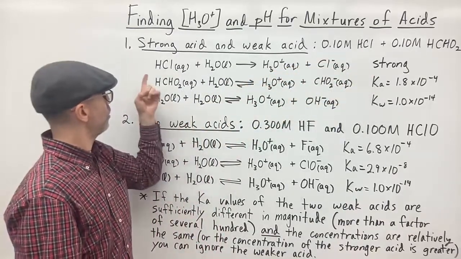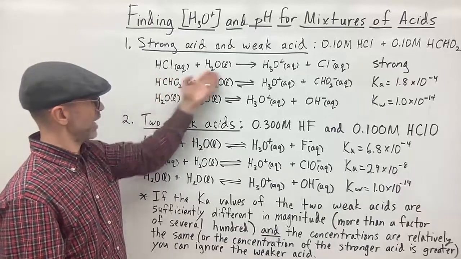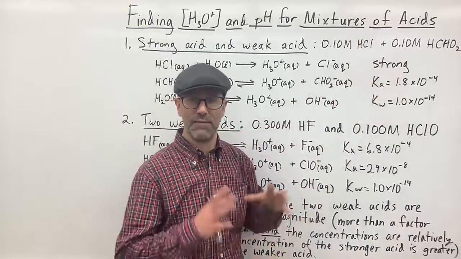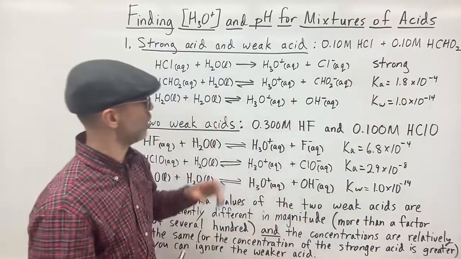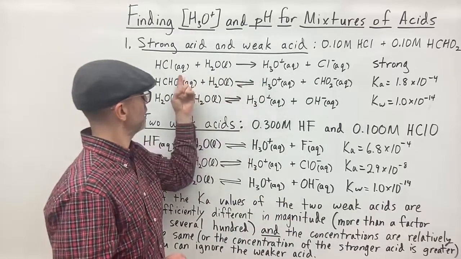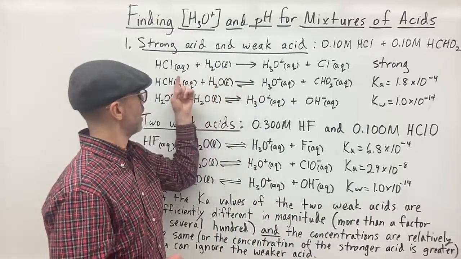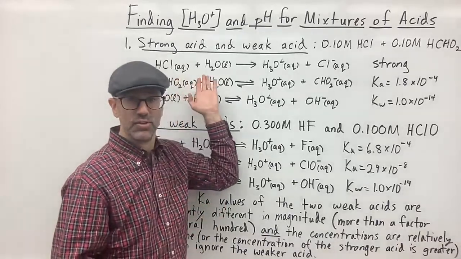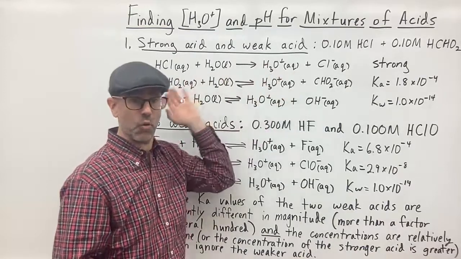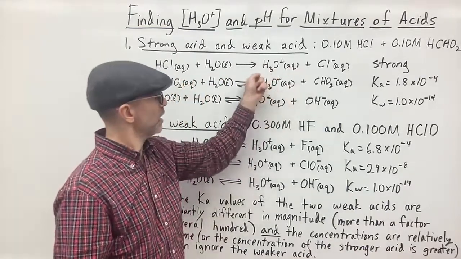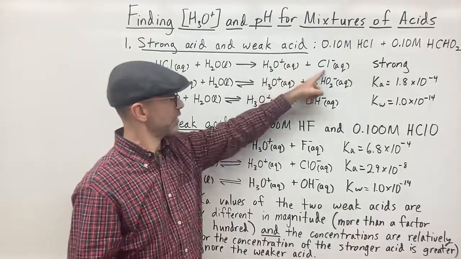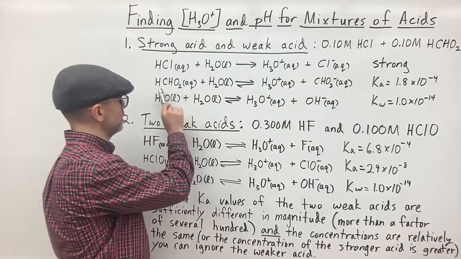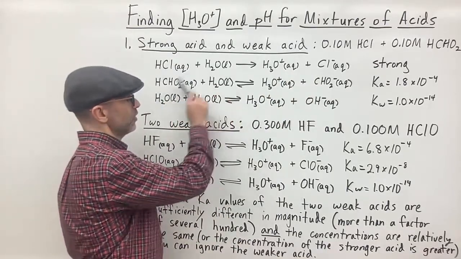The first reaction we're seeing is the reaction of the strong acid. So the Ka value is very high, a very large Ka value, so we just say strong there. And here's the equation for the ionization of HCl. Since it is a strong acid, it's going to ionize 100%, or very close to 100%, into H plus and Cl minus. Comparatively, we see that the weak acid, HCHO2, is going to react with water.